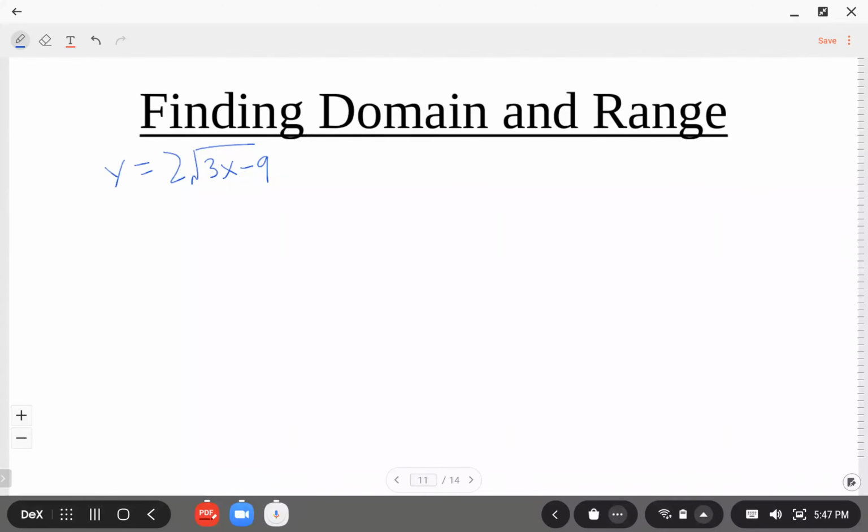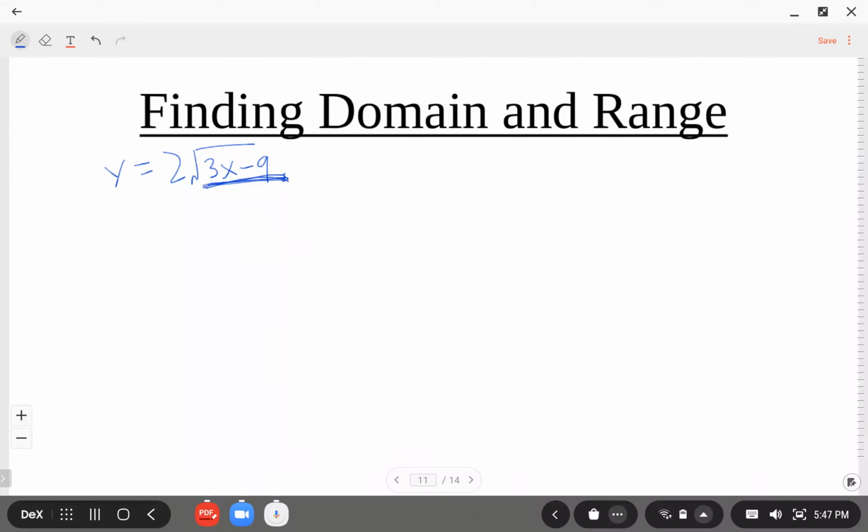Let's review. The domain is all possible x values, and you usually denote that as a range of numbers, like 1 to 3, all the possible x values are in there. And then the range is all possible y values. In this function, what we need to really care about is what's in the square root.